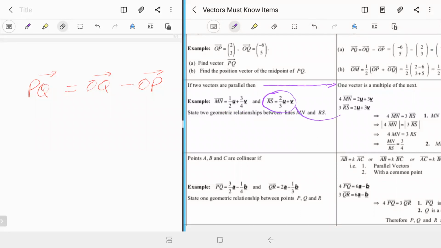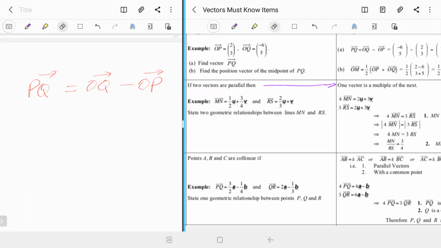I multiply this one by 3, I get that. And then now, when the two of them equal the same thing, I don't have to multiply up anything. Two of them equal the same thing, then you equate these. Equate these, and that's when I equate them. See there? 4mn equals 3rs. That's what you have here. 4mn equals 3rs. All right?